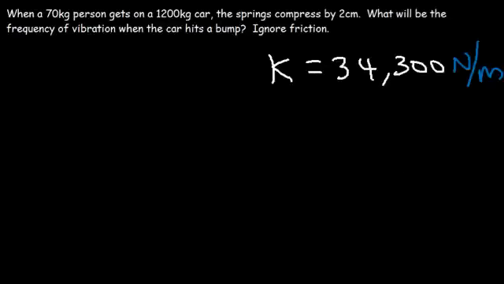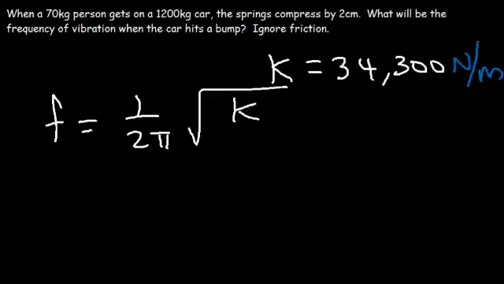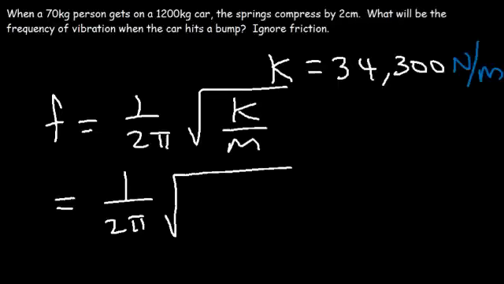Now that we have the spring constant, we can calculate the frequency of vibration. Now, when the car hits a bump, you have to consider the mass of the person and the car, because the spring is affected by the mass of both. It has to support the weight of both. So using the equation f is equal to 1 over 2 pi times the square root of k divided by m, this is 1 over 2 pi times root 34,300 divided by the total mass. That's 70 plus 1200, or 1270.